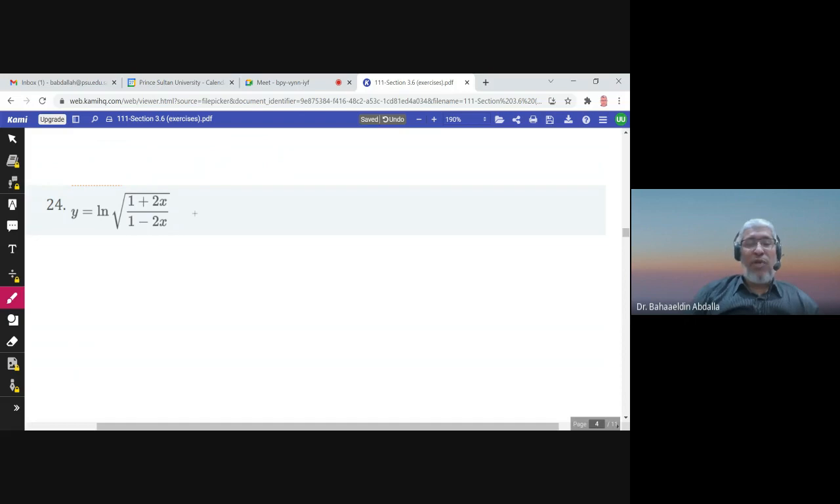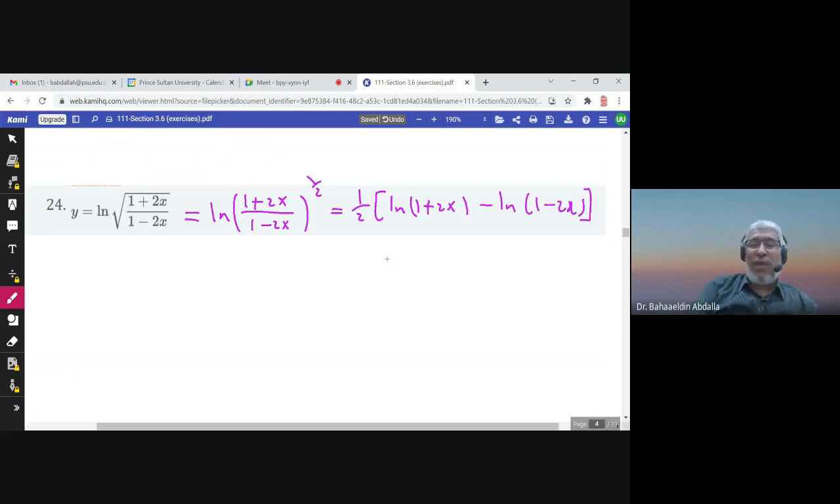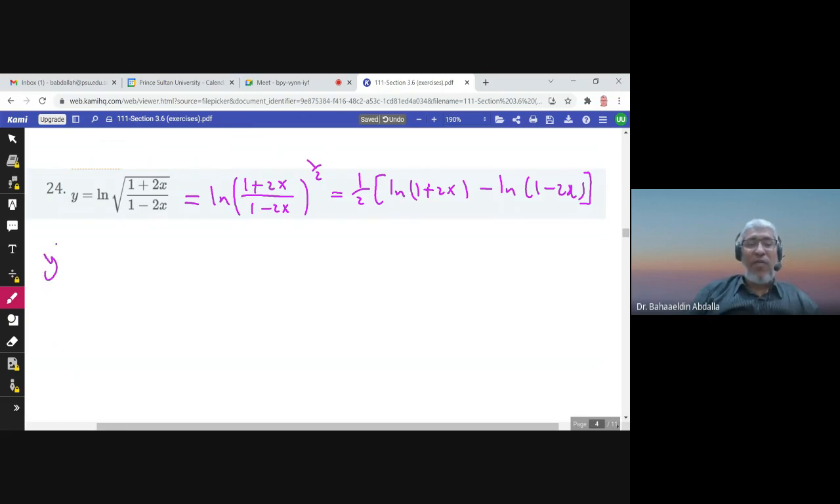Here I will simplify first, I will expand. So I will write it ln of 1 plus 2x over 1 minus 2x to the power half. And then I'll take the half out. And after I take the half out, I can write it ln 1 plus 2x minus ln of 1 minus 2x. And now I can find the derivative.